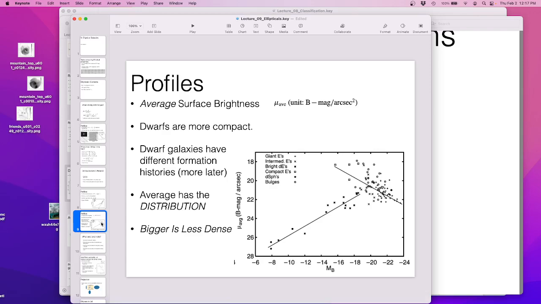So if M is fixed and R goes up, that means V goes up. So the velocity and the radius are tightly related, or intimately related. So this is an important point that we'll come back to later.